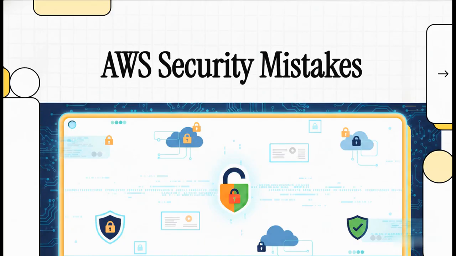Even tiny configuration mistakes can completely expose sensitive information, open up massive vulnerabilities, and lead to some incredibly costly data breaches. So in this explainer, we're going to break down the 10 most common AWS security mistakes. We'll look at why teams make them, the real-world business scenarios that lead to these breaches, and most importantly, exactly how to fix them using proven best practices.